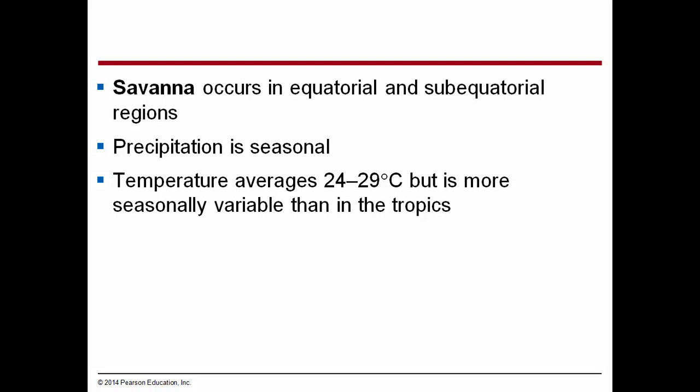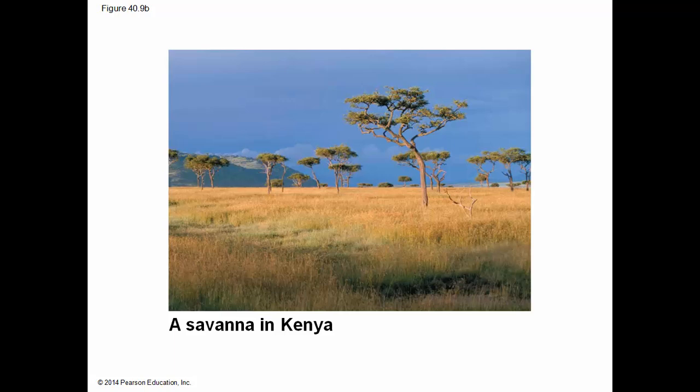Okay, savannas occur in equatorial and subequatorial regions. Precipitation is seasonal. Usually there's a wet season and a dry season, and the temperature averages between 24 and 29 degrees Celsius, but is more seasonally variable than in the tropics. Here's a savanna in Kenya. Rainfall averages 30 to 50 centimeters per year and is seasonal, with a dry season that can last up to 9 months.